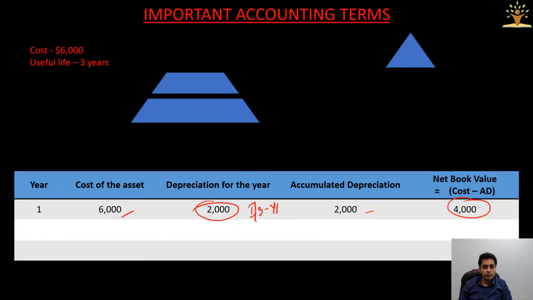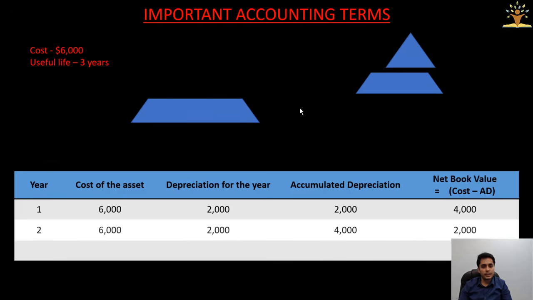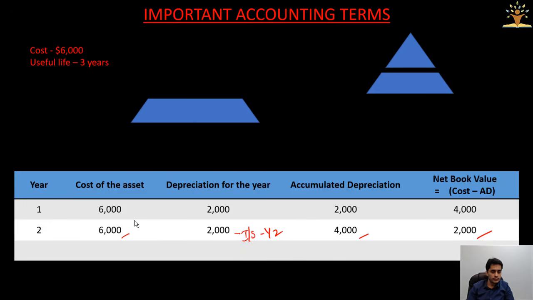Going to year 2, we will have another annual depreciation of 2,000 in year 2. Cost of the asset remains the same, 6,000. Cost of the asset does not change. It remains the same every year. 2,000 is depreciation for year 2, hence we transfer it to the income statement of year 2. Now what will be the accumulated depreciation? Accumulated depreciation will be 4,000: 2,000 transferred in the previous year, 2,000 transferred in the current year. Total depreciation till date. So what will be the net book value? The amount not yet transferred to the income statement, which is this 2,000. Okay, I hope it is making sense.